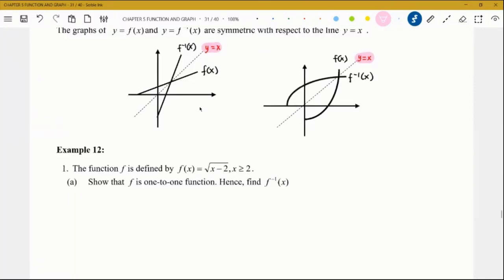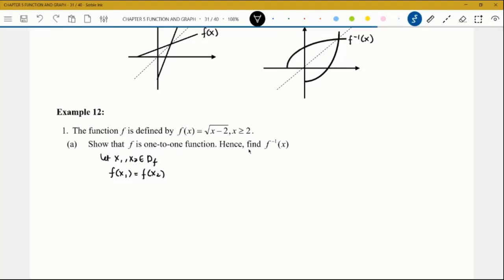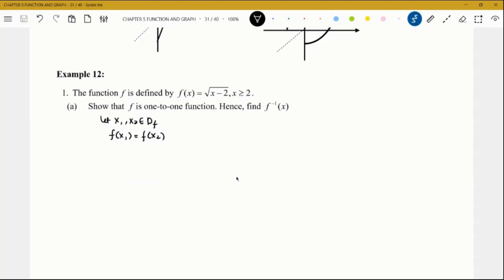Okay, part A, we want to find whether it is a one-to-one function. We have not learned sketching, so we will go to the algebraic method. Okay, for the algebraic method, what is the first step? Let. Okay, good. So we let x1, x2 be elements of the domain of f. So we can have f(x1) equal to f(x2). For graphs that you have learned sketching, you can proceed with the graphical method. Okay, right. So here we substitute f(x) with x1 and x2.